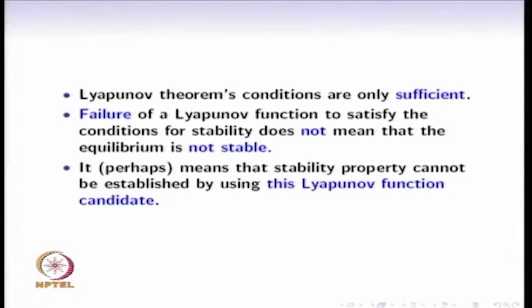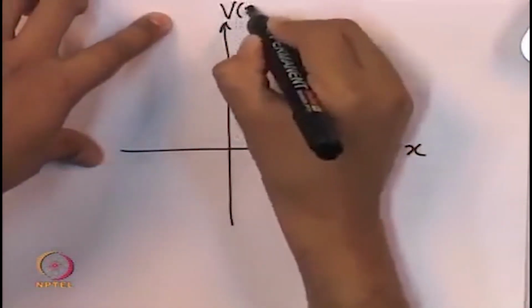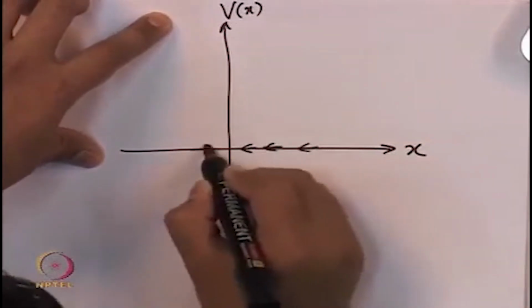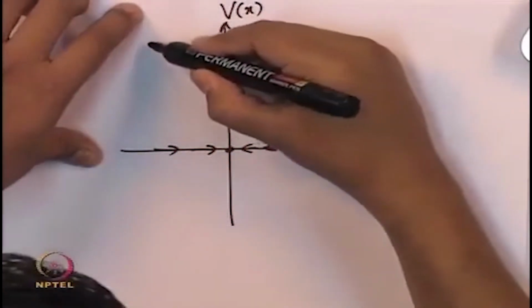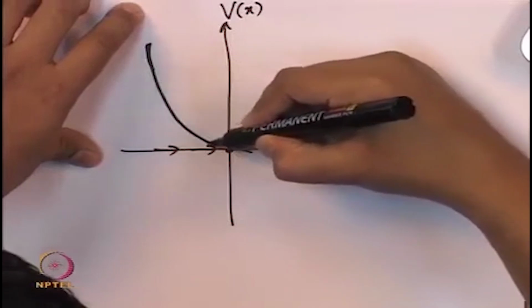So, before we go to some more results about Lyapunov's theorem, not just for locally stable but globally stable, we should draw a figure of how this Lyapunov function is helping. So, this is our x, this is v of x. So, we want to now conclude that all the arrows are directed towards the origin. We are able to do this by the existence of some function v.